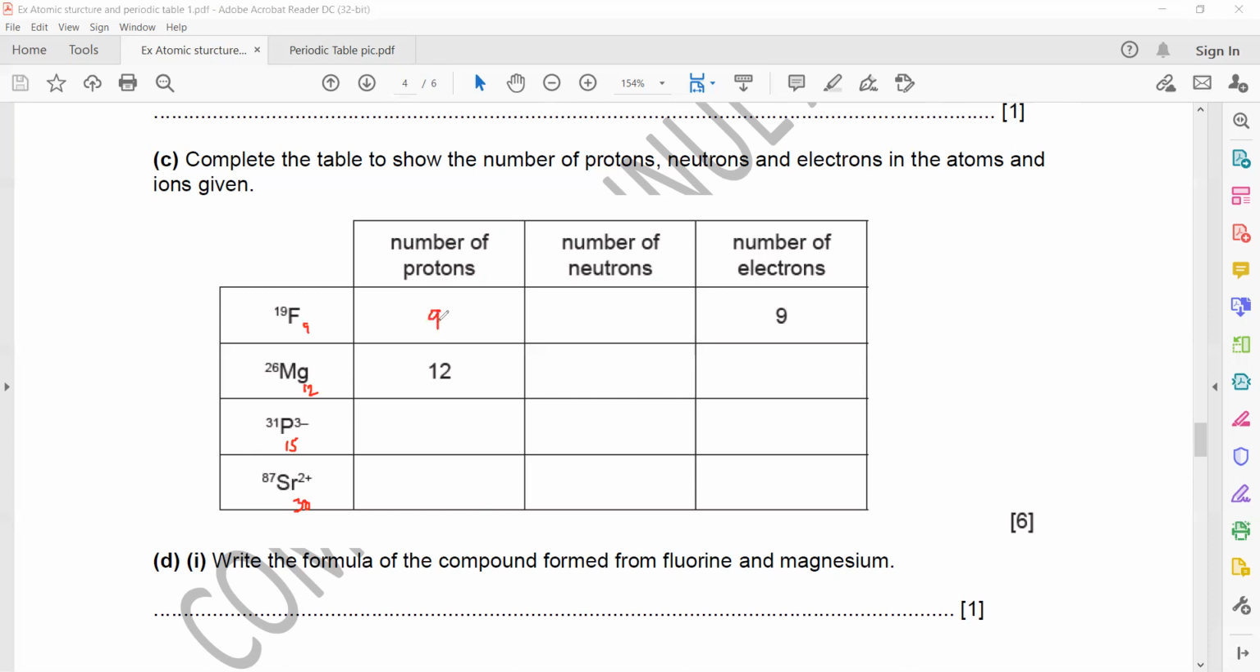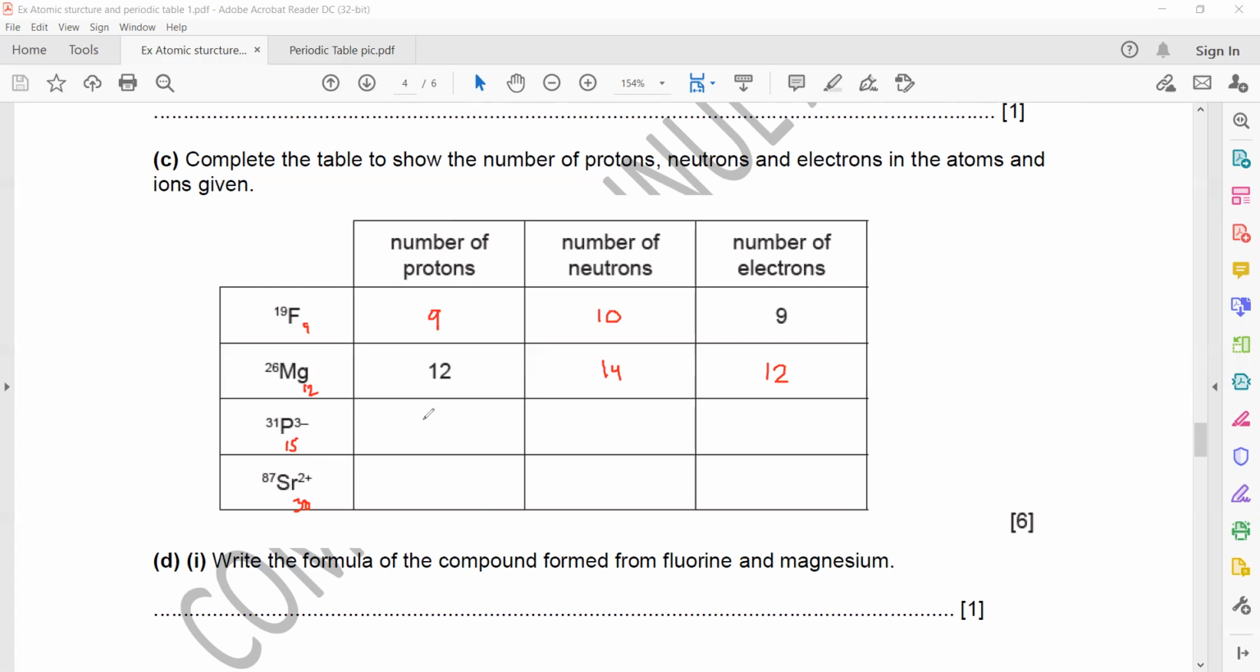Now the number of protons, using a periodic table, you can work out. So 9 protons are there. Number of neutrons, how to get the number of neutrons? The difference, 19 minus 9, so that's equal to 10. Same thing for magnesium, it is 12. How to get the neutron number? Subtract 26 minus 12, that's equal to 14. And to get the electrons, because there is no charge on it, it will have an equal number of protons and electrons.